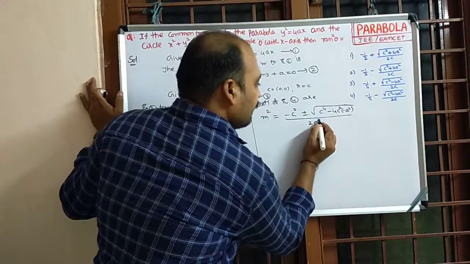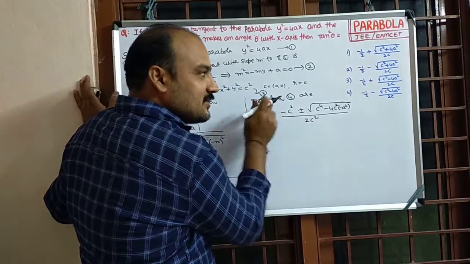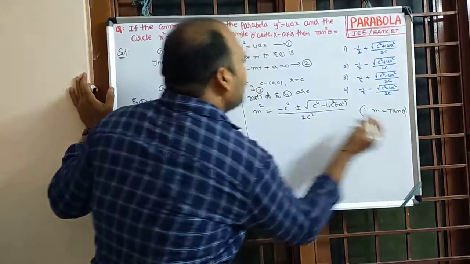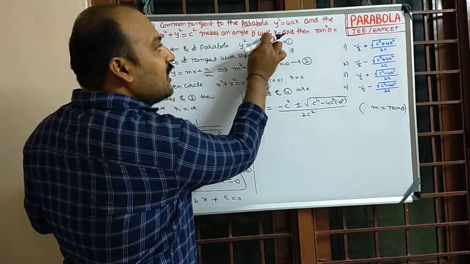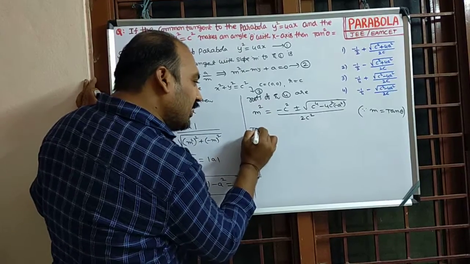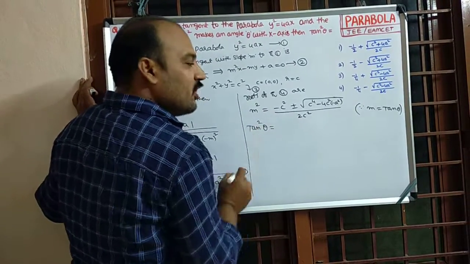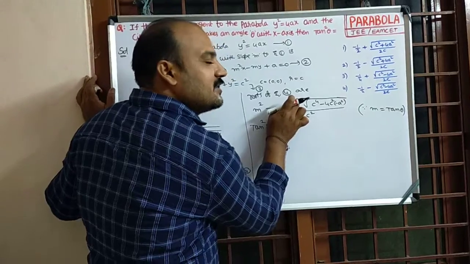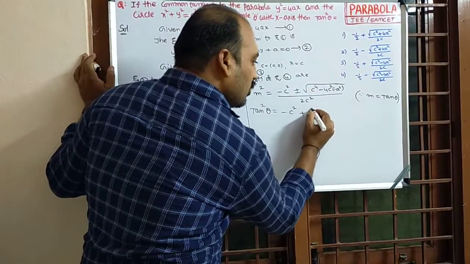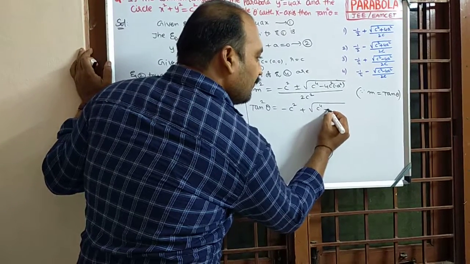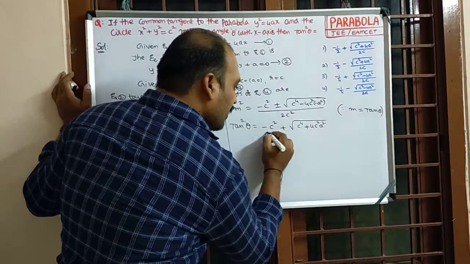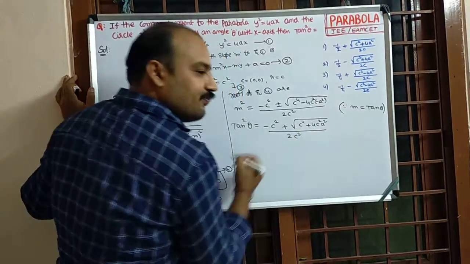2 into a value is what? c square. Now m square means here m is equal to tan theta. Why? Because the slope of the tangent makes an angle theta with the x-axis. So m is equal to tan theta. m square means tan square theta. They are asking tan square theta only. Whenever square is there here, only we will consider plus. So minus c square plus square root of c power 4 minus into minus plus 4c square a square divided by 2c square.